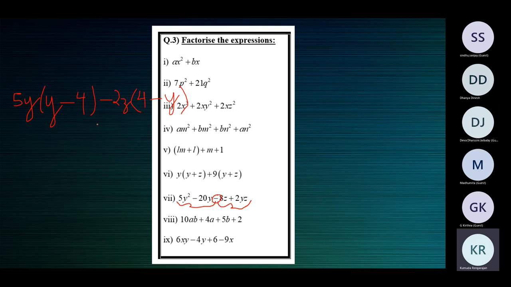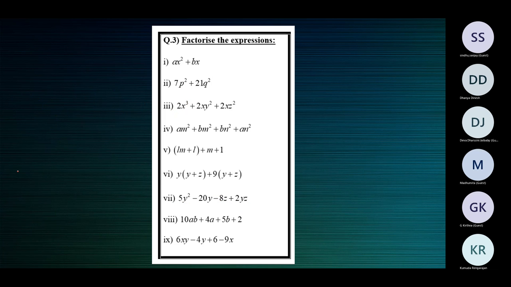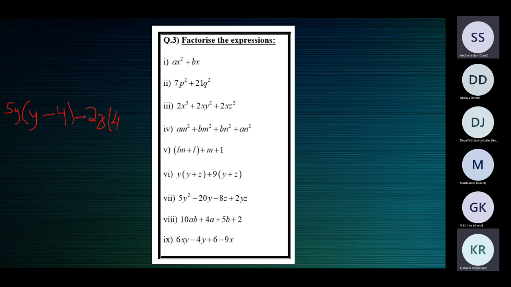Okay, so now is this fine? Let me write for you from the beginning. 5y is correct. Open bracket. 5y square minus 5y into 4 is 20y minus 2z is common. Correct? Now what should I write inside here? 4 minus. Minus 2z is common. So what will I have here? Y.